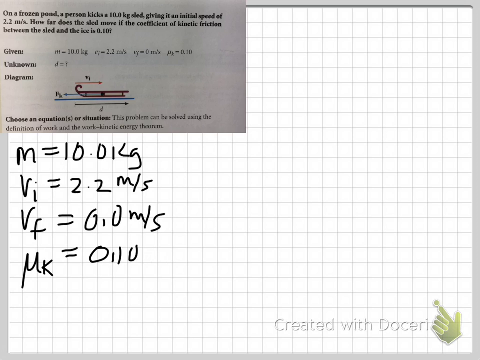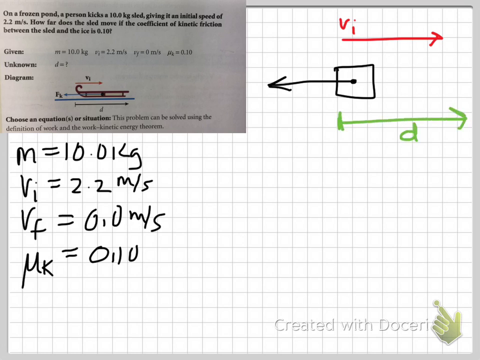Somebody asked me on the last ones, do I have to draw a free body diagram? I said, well, if you need to. Here you need to, because we need to understand what forces are acting on this sled. So we know that the sled has a Vi. We know that it has some amount of displacement, or delta x, which is what we're interested in. And we know that there's a force of kinetic friction on it. Is there any other force acting on the axis where the motion is occurring? No. There's gravity, but that's on the y. There's normal force, but that's on the y.